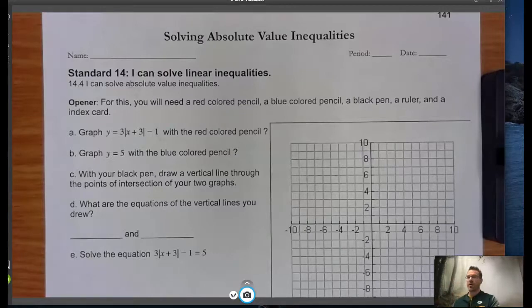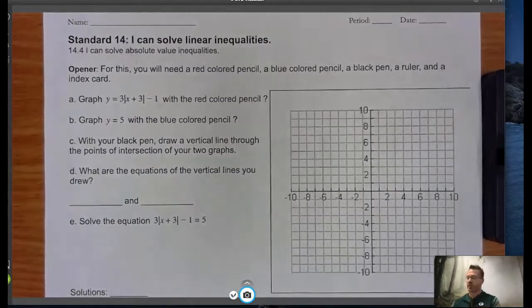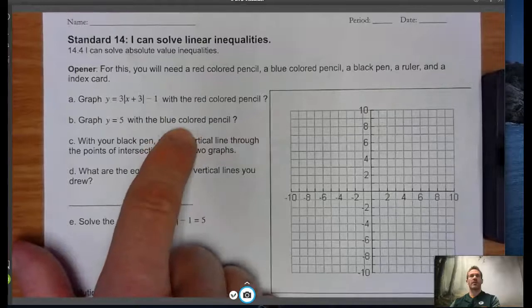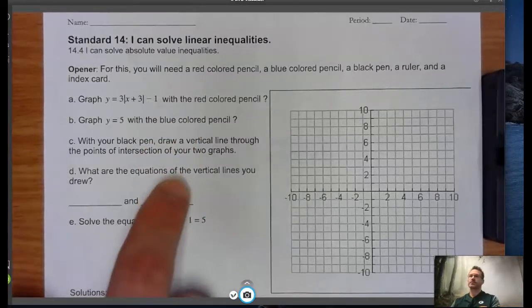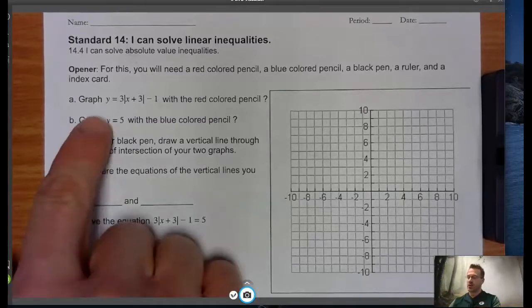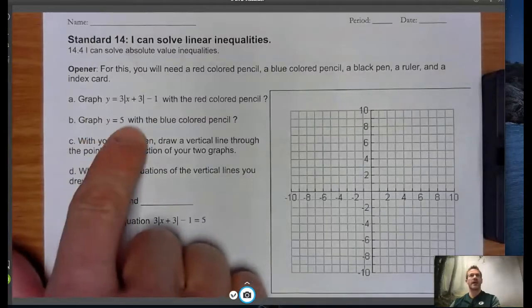So for the opener, here's what I want you to do. I want you to do parts A to F. You're going to need some colored pencils: a red colored pencil, a blue colored pencil, and a black pen. If you don't have red and blue, just get two different colors. Do the graph of the absolute value in one color, and the graph of your horizontal line in another color.